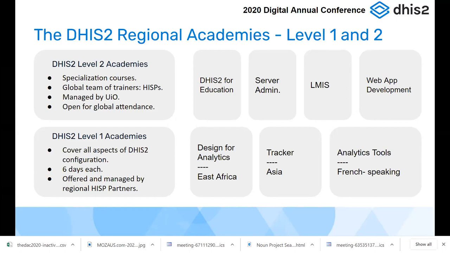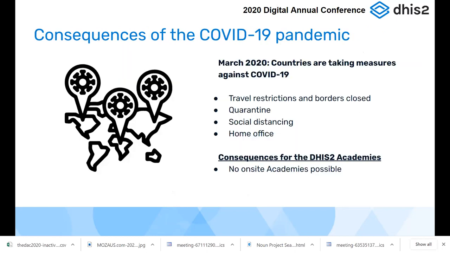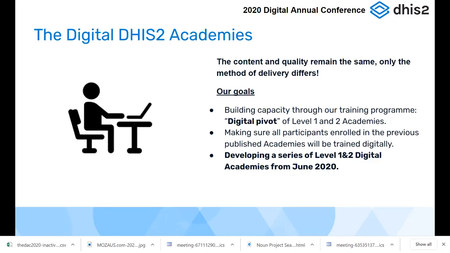The second category of academies that we are also hosting are the level 2 academies. These are very specialized courses, run by a team of trainers. They are managed by HISP-UiO, and they are open to global attendance, while the level 1 academies are mainly regional. But then in March 2020, the COVID-19 pandemic started. Lots of countries took measures in terms of travel restrictions, borders closure, quarantine, social distancing, home office. So the direct consequence for all the academies that we had planned for this first semester is that we could not host them any longer. So we had to find how to turn these regional on-site academies into digital academies.